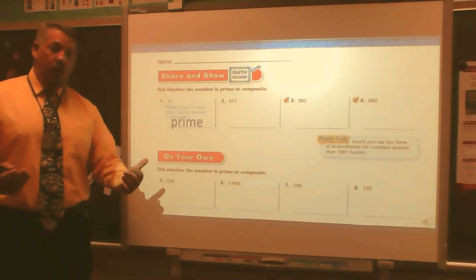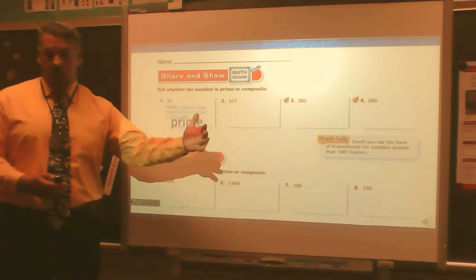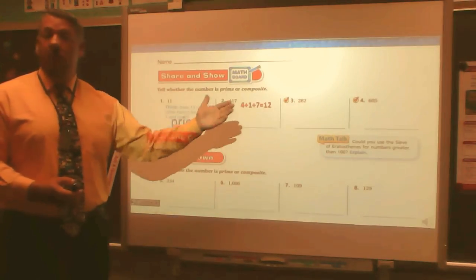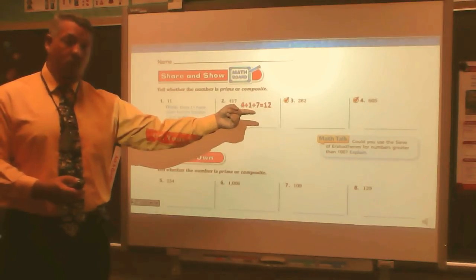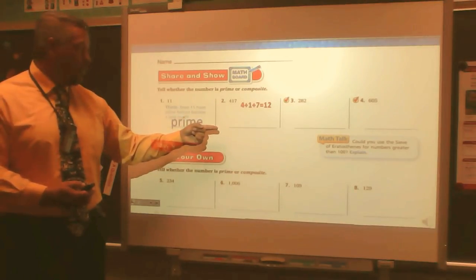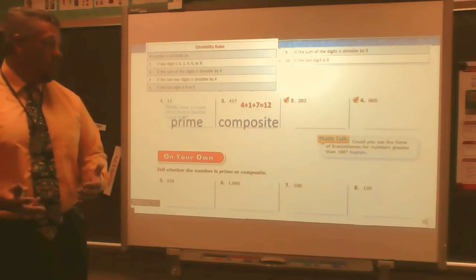So if I look at 3s, the rule is to add each of the digits together. So I have 4 plus 1 plus 7. That gives me 12. 3 does go into 12 evenly, so I know that that is not prime, is it? If 3 will go into it, that is a composite number.